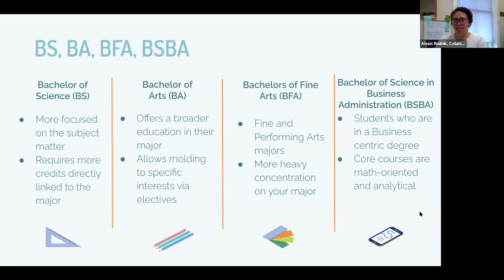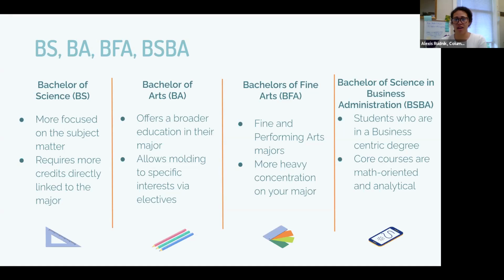Next, we're going to define what a BS, a BA, a BFA, and a BSBA is. A lot of students ask, what's the difference? A BS is a Bachelor of Science degree, typically more science and mathematical based programs. A BA degree is a Bachelor of Arts. That's typically more well-rounded in educational requirements. It's a little bit more broad in the curriculum. You're going to see a little bit more prerequisites in the area of your arts and humanities. And typically institutions will require their students to declare a minor if you are going for a BA.